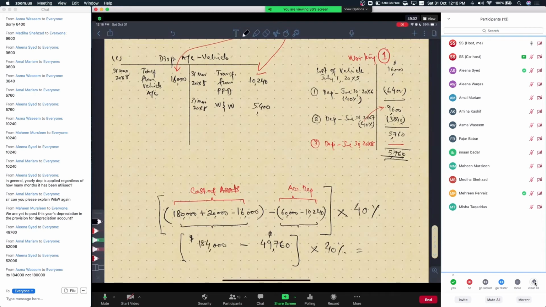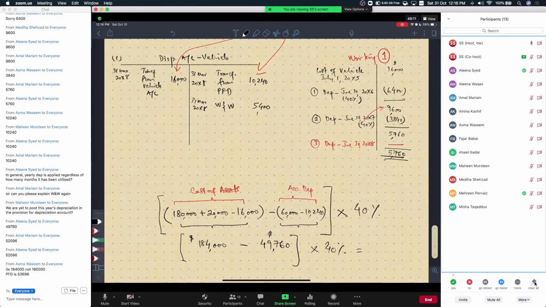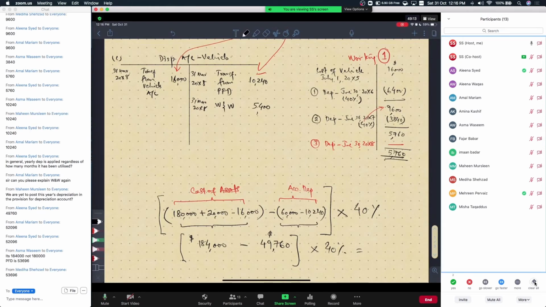I actually just did this question right before this class, so I remember this is not the depreciation charge. So please correct your values and tell me the updated value. Sorry, my fault. Yeah, this is a more familiar value, 53,696.